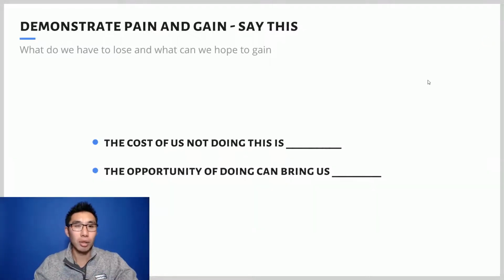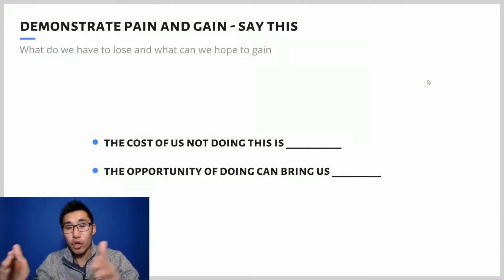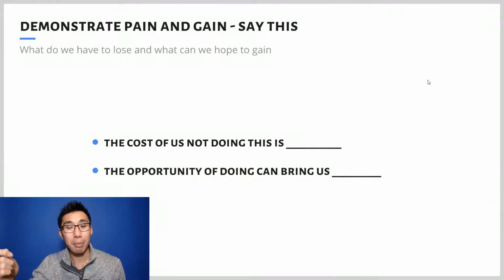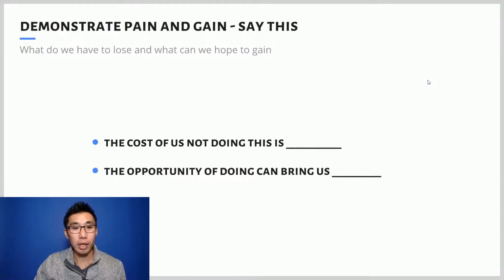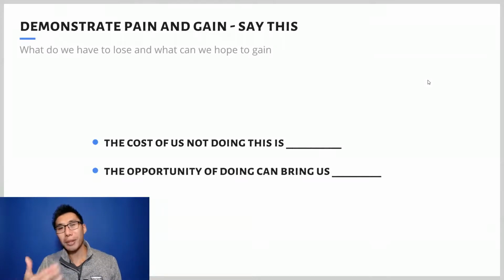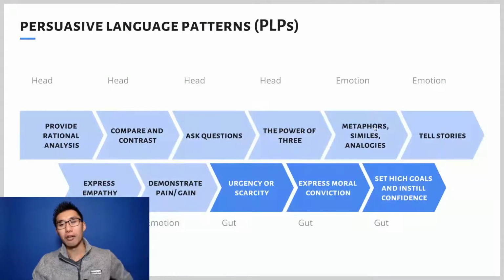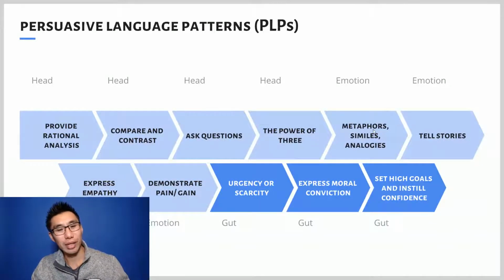Okay, so what I'm trying to do is talk about what's happening now and what can happen in the future. You want to be a speaker that can paint this image. Think of yourself as a painter, and you are painting with your words, and people can see this. Oh, this is what's happening right now. And you can also paint a vision of what they can imagine for the future. Okay, so the two phrases that you can use: the cost of not doing this right now, and look at the opportunity it can bring us if we do this. So that's more of the emotional side, right? Metaphors, similes, analogies, telling stories, expressing empathy, demonstrating pain and gain.